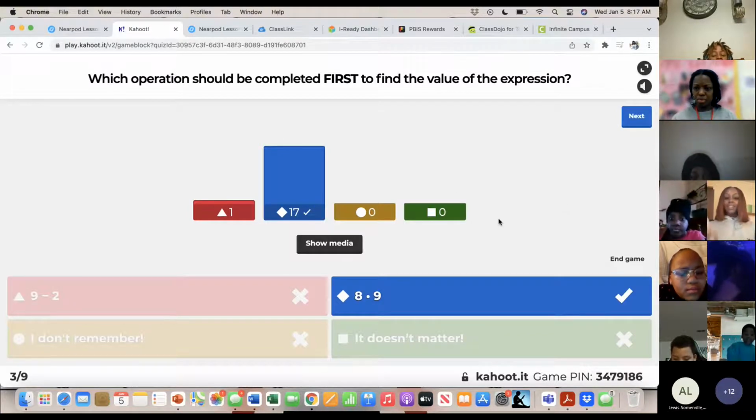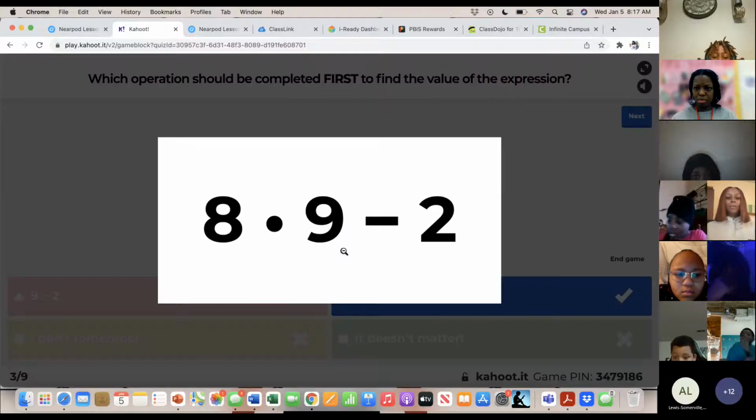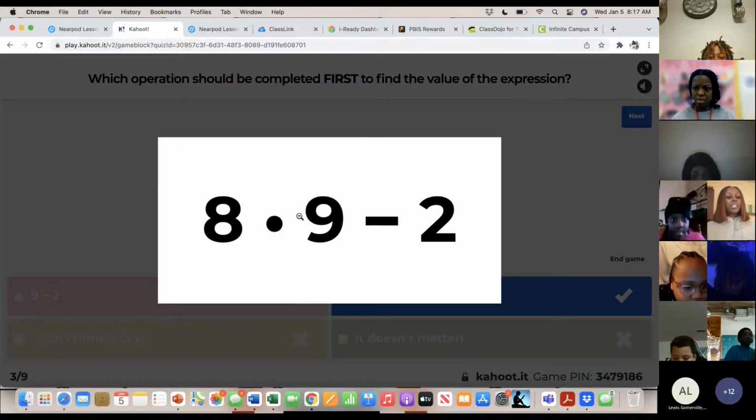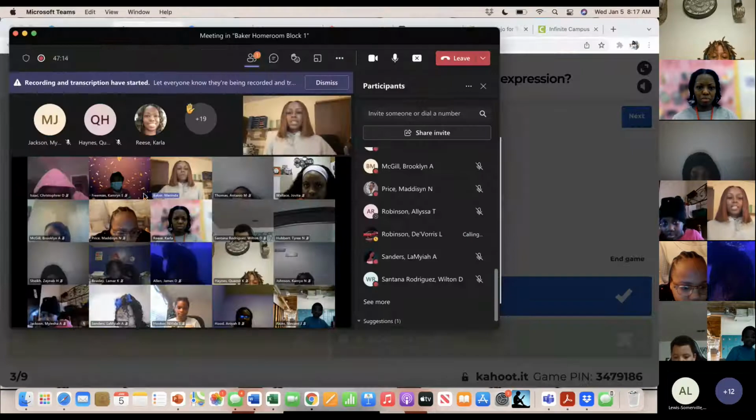All right, so we getting it now, y'all. Remember, I'm not sure, maybe that red was a mistake, but shout out to everybody else who got it correct. Multiplication comes before subtraction, so you will multiply 8 times 9 first. Quick fluency, what's 8 times 9?